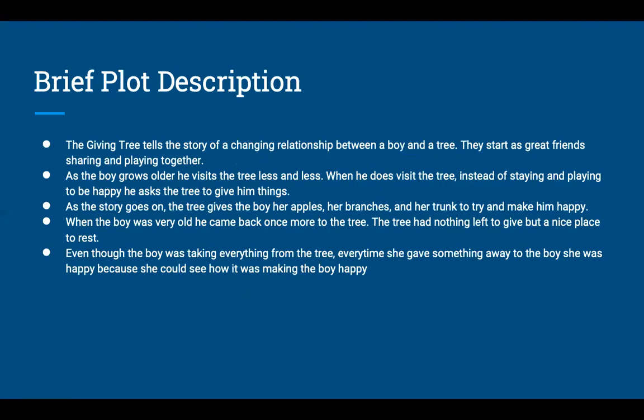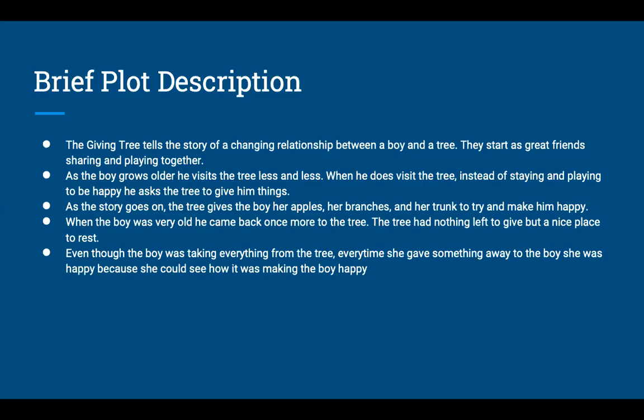So, The Giving Tree is a story about the relationship between a little boy and a tree and how it changes over the years. The boy starts off visiting the tree really often to share with it and play. But as he grows up, he starts to visit the tree less. And when he does, he's there to ask the tree for things that he needs. So over time, the tree gives the boy her apples, and then her branches, and then her trunk to make him happy. And then at the end of the book, he visits one more time as an old man, but this time the tree has nothing left to give but a nice place to rest.